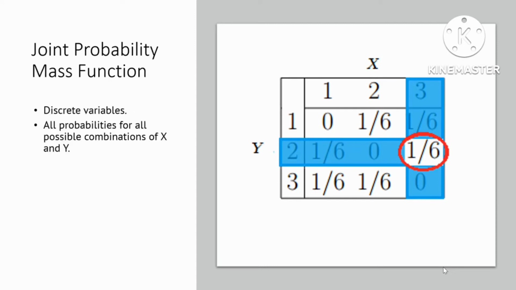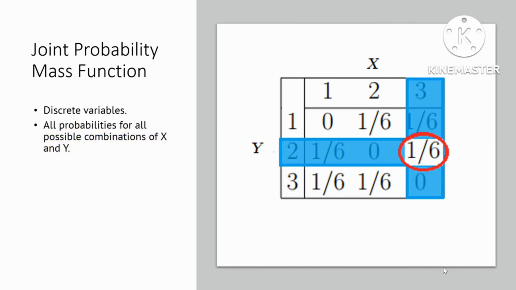You might also come across the joint probability mass function. If your variables are discrete, like those in the table, Y equals 1, Y equals 2, those are discrete counts, their distribution can be described by a joint probability mass function. Basically, if you have found all probabilities for all possible combinations of X and Y, like shown in this table, then you have created a joint PMF.